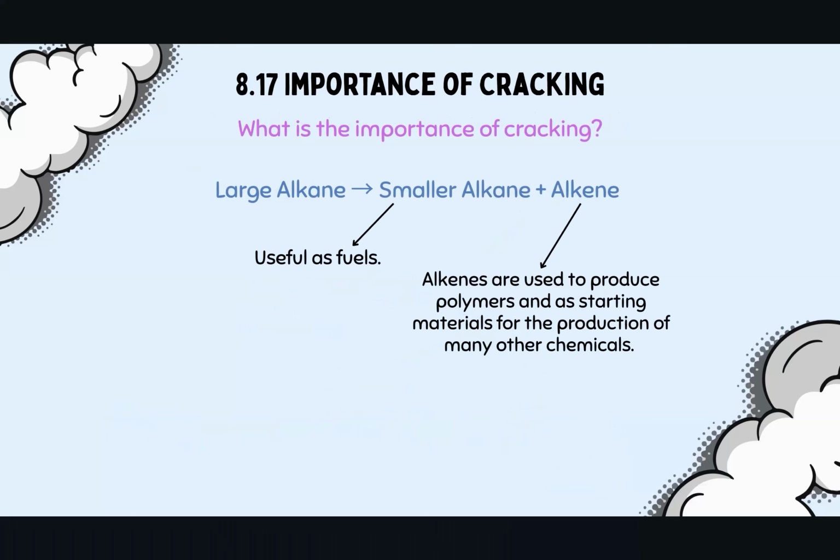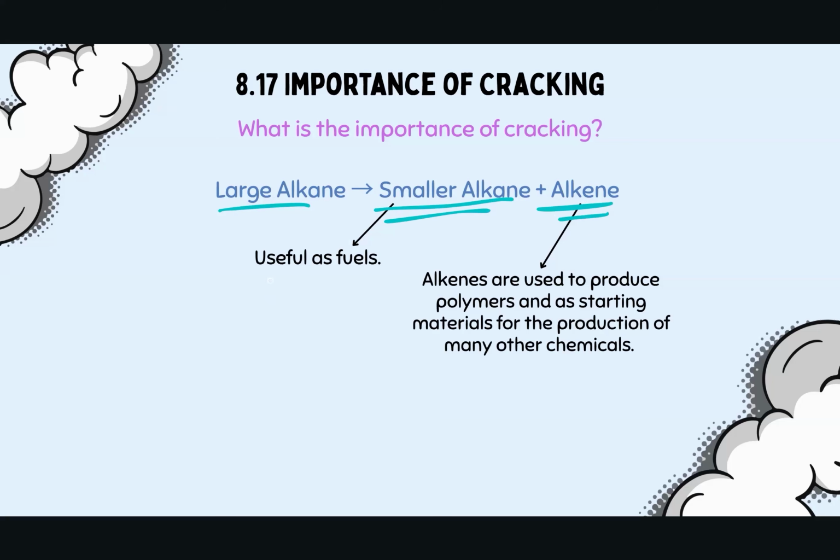Now it's important, cracking is important because it takes large molecules. So small alkanes such as petrol, there's now probably over 1 billion cars around the world, and the amount of petrol coming out the ground is not enough to fulfill the demand of petrol. So what they have to do is use a larger alkane, which doesn't have as big a demand, and crack it to make more petrol.